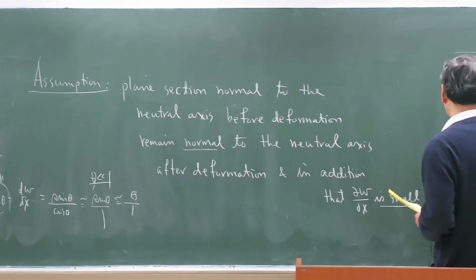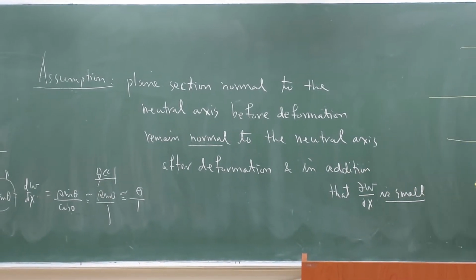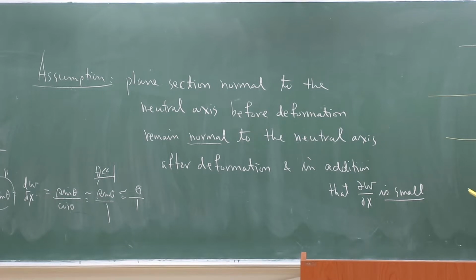So that means the section's neutral axis is normal. After deformation, this neutral axis is still normal. For example, A, B, A, B. This neutral axis.